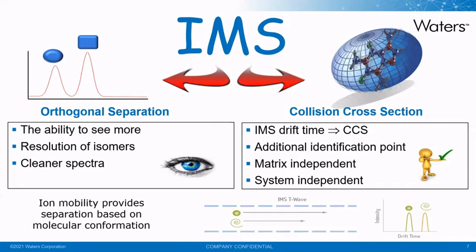So, as I said, I'll be focusing more on the ion mobility portion of this system. So what really is ion mobility? Ion mobility provides separation of all the molecules based on their conformation, their size and their shape. So this in itself is an orthogonal separation to your chromatographic separation, the mass separation, and it allows you the ability to see more.